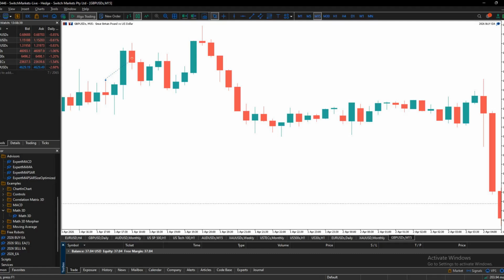Now where does AI fit into all of this? The AI helps me confirm entries, validate structure shifts, and filter out low-quality setups. But here's the key. The AI doesn't replace my analysis. It enhances it. If you rely 100% on AI without understanding the market, you'll still lose. But if you combine AI with structure, Fibonacci, and supply and demand, that's where consistency comes from.